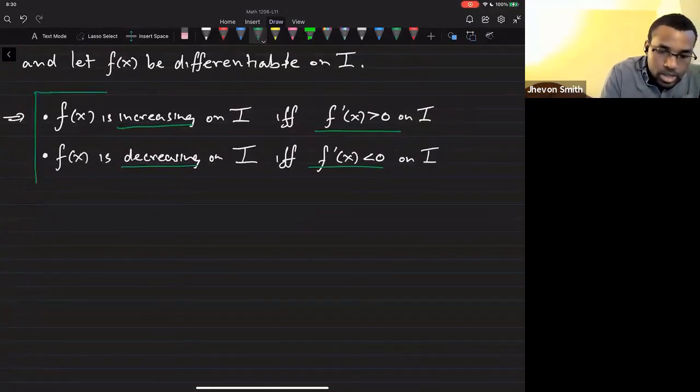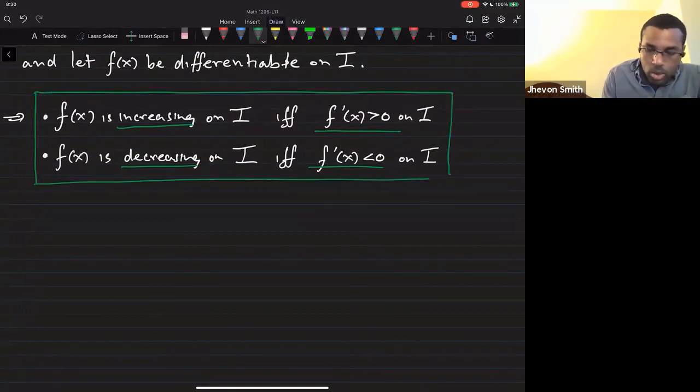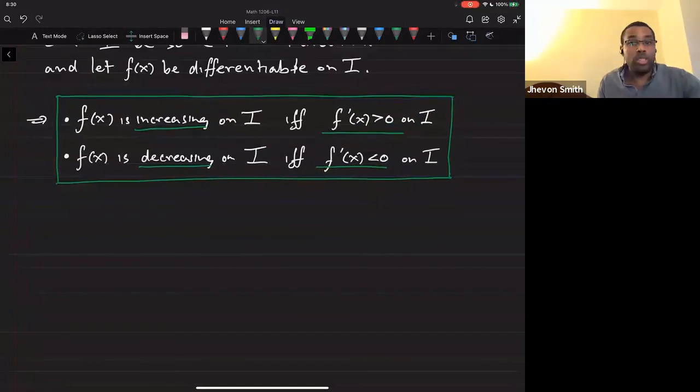If I can find the derivative at the point on this interval, then wherever the derivative is positive, it will be an increasing function. Wherever the derivative is negative, it will be a decreasing function. So knowing that increasing and decreasing can be interpreted as the sign of a derivative is going to be a very useful thing.